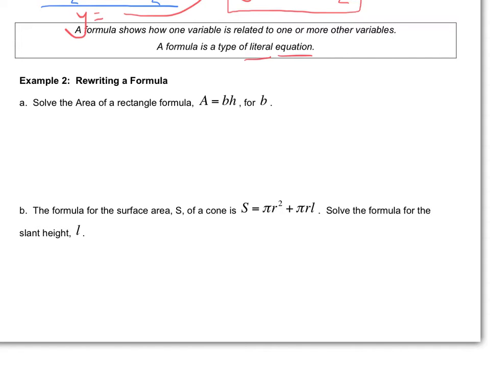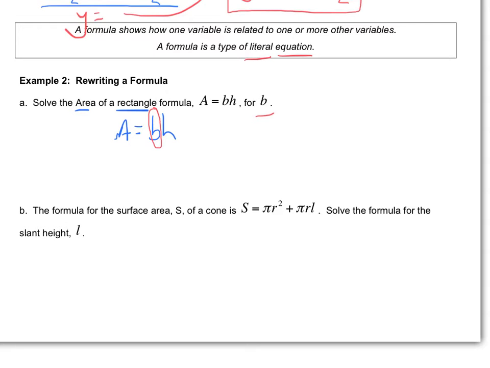So we're going to take these two formulas that you will have at least some familiarity with, at least the first one, and we're going to rewrite them so that we can see how they would look in a different way. So the area of a rectangle formula. We know that the area of a rectangle could be looked at as area equals length times width, or in this case we're going to go with base times height. So we're going to rewrite this formula, area equals base times height, solved for b, which means this needs to be by itself.